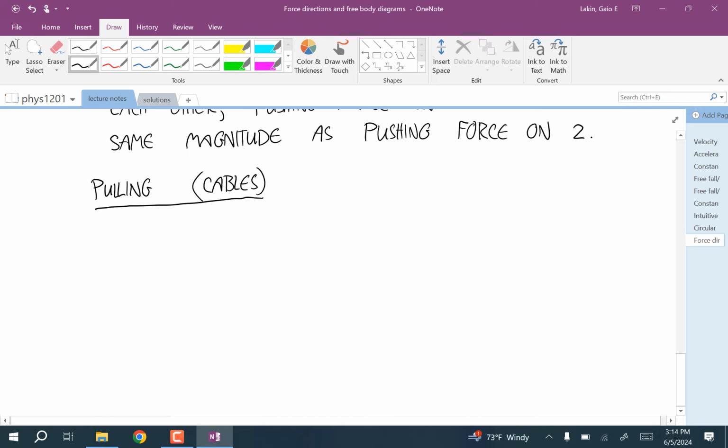Okay, the rule for cable forces is the direction is parallel to the cable. So here's where I'm saying, like, even if there's not a cable involved, we're going to pretend like there is to visualize this, but it's parallel to the cable. And this time it's away from the chosen body.